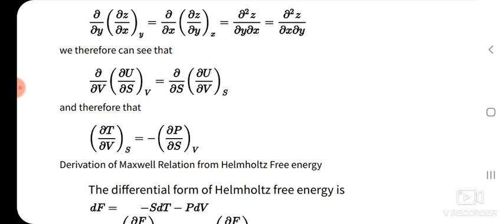First Maxwell relation. For deriving the second Maxwell relation, which comes from Helmholtz free energy, the differential form of Helmholtz free energy is dF equals minus S dT minus P dV, where minus S is equal to ∂F/∂T at constant volume, and minus P is equal to ∂F/∂V at constant temperature.